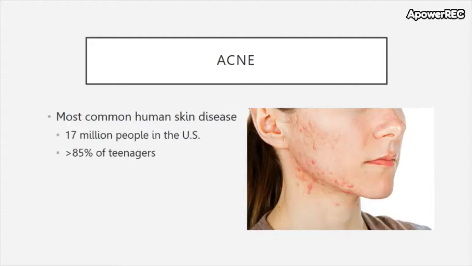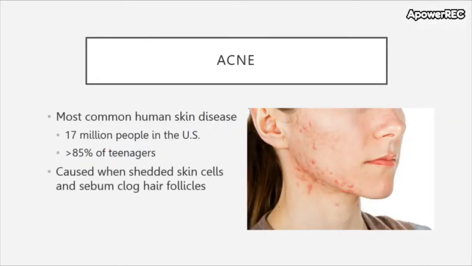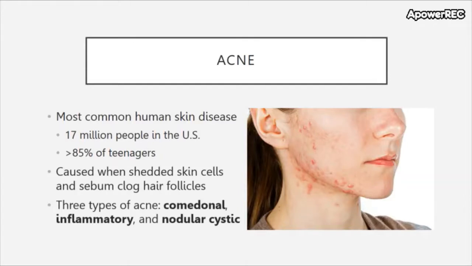And now let's switch gears a little bit and talk about the most common type of skin infection, and that is acne. It affects 17 million people in the United States, and greater than 85% of teenagers have it. It's caused when shedded skin cells and sebum clog hair follicles. There are 3 types of acne. There's comedonal, inflammatory, and nodular cystic.